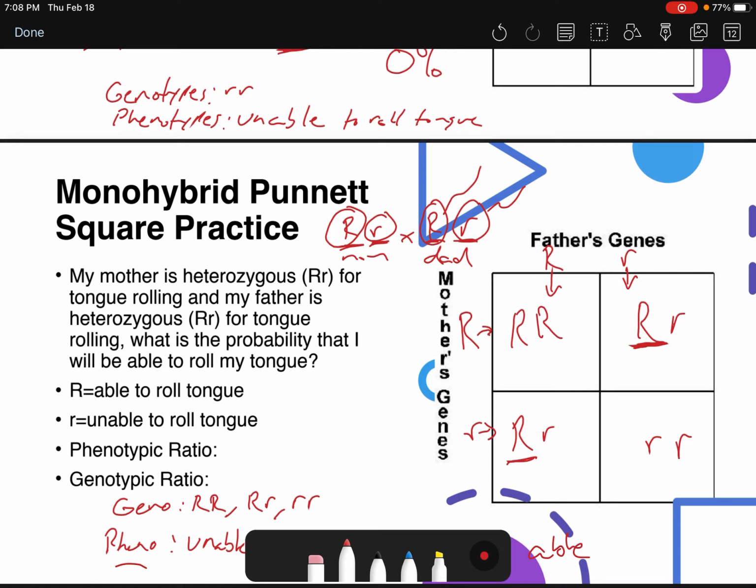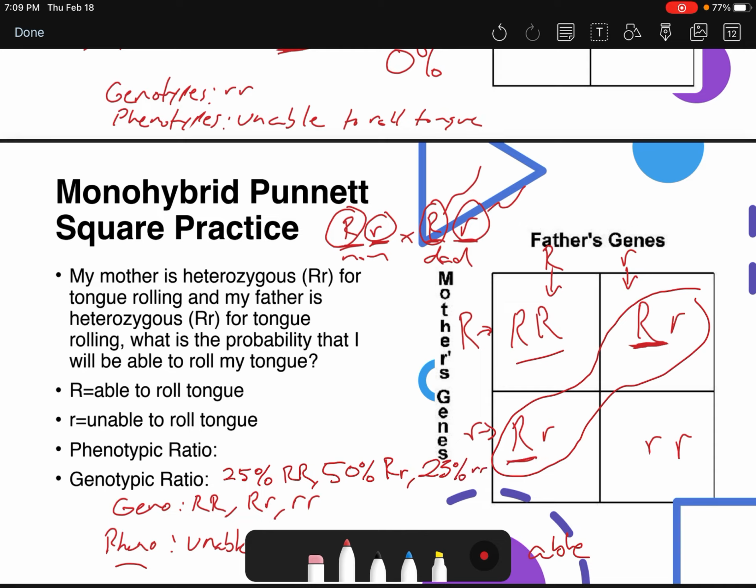For the phenotypic ratio, so let's do the genotypic ratio actually first, so we can see where everything comes from for the phenotypic ratio. So for the genotypic ratio, we have big R, big R, and that's the only one, and it's out of 4, so we're going to have a 25% chance of big R, big R. We have 2 that are heterozygous, so we're going to have a 50% chance of big R, little r. And then finally, we only have 1 set of little r, so we're going to have a 25% chance of the homozygous recessive.